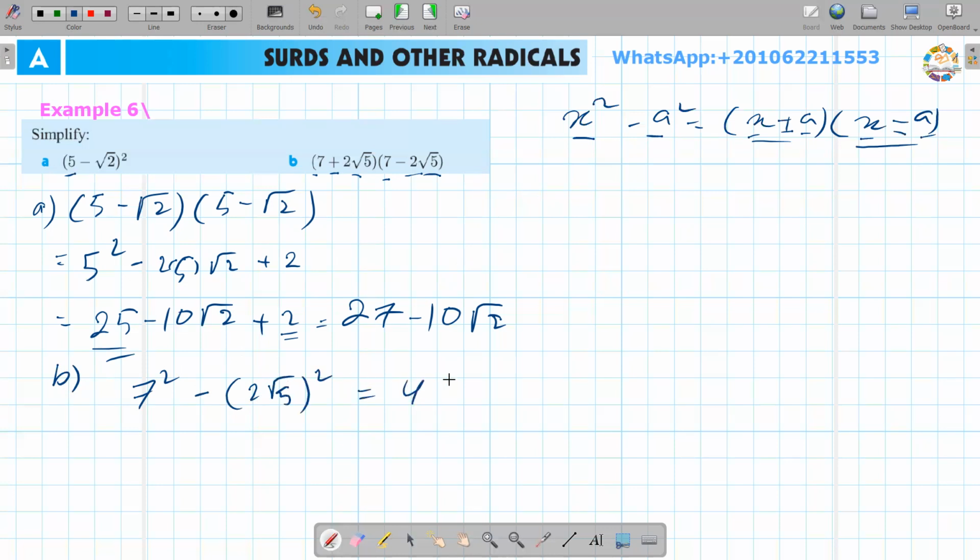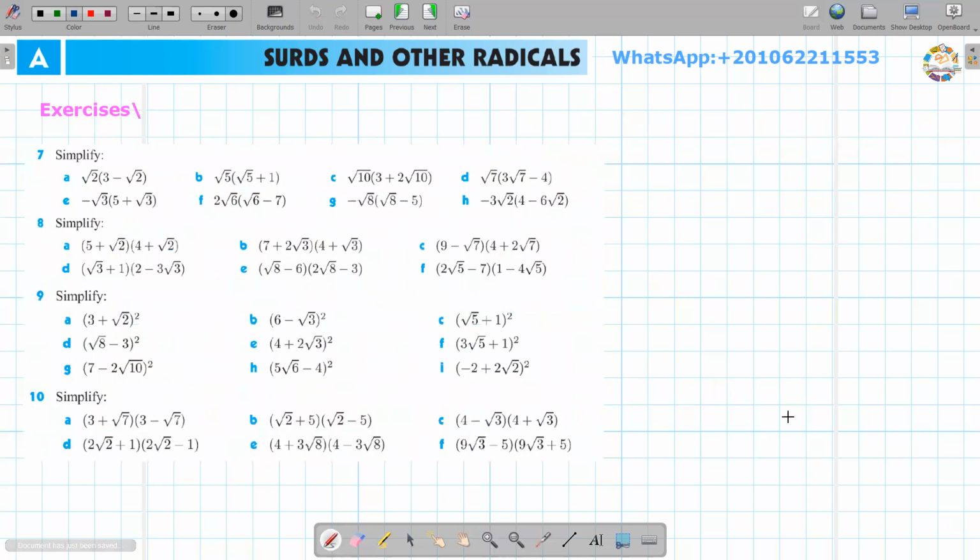It becomes 49 minus 2 squared becomes 4, and root 5 squared becomes 5. Then here you have 49 minus 20, because 4 by 5 becomes 20, and it becomes 29. As simple as that.